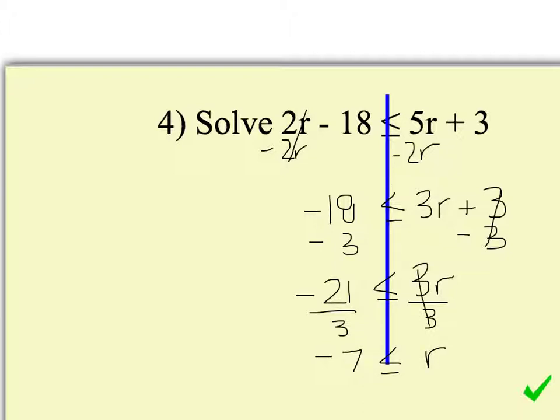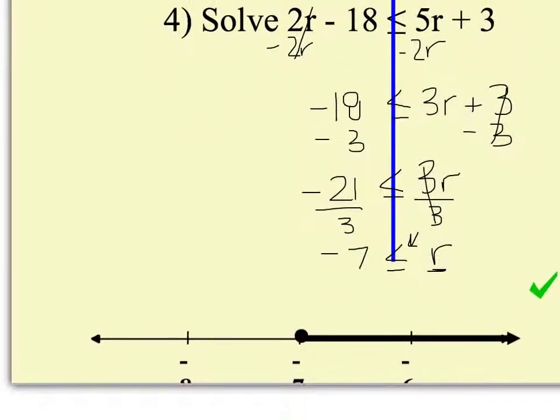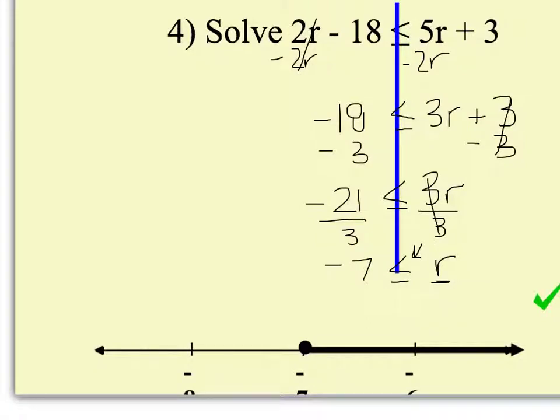Now I need to be careful on this one when I'm graphing it. I'm going to do a closed circle at negative 7, but this time r is greater than. I know the symbol says less than, but r is closer to greater than. So we're going to go in the greater than direction. So that's what your graph should look like.